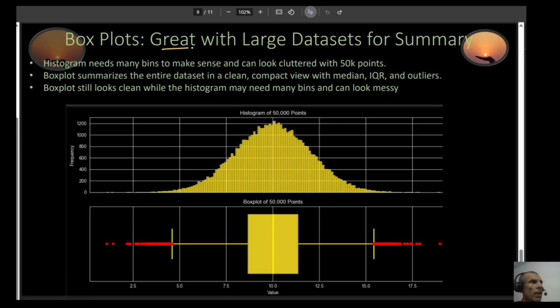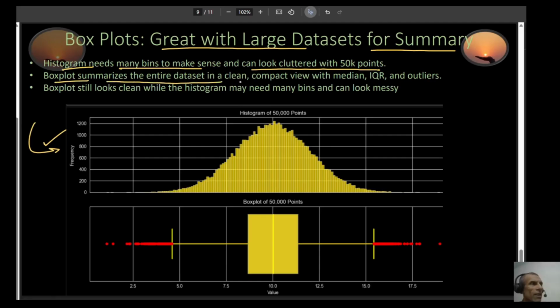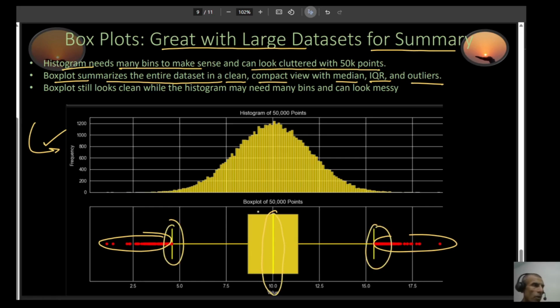Histograms are great with large data sets for summarization. Now, histograms need many bins to make sense, and they can look cluttered with 50,000 points. These are my 50,000 points and I made a histogram over here, and you can see it's become a little cluttered. A box plot, on the other hand, summarizes your entire data set in a clean, compact view where you can see your median, your IQR, your whiskers, and your outliers. So a box plot still looks clean while the histogram may need many bins and can sometimes look messy.